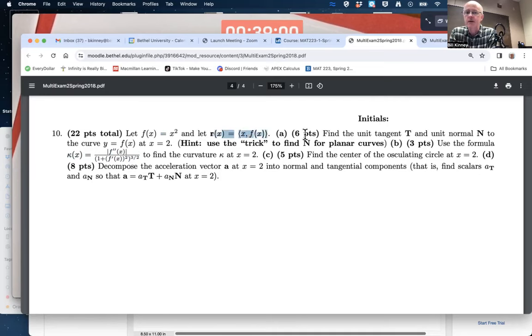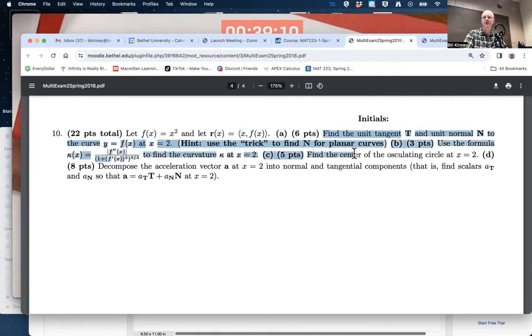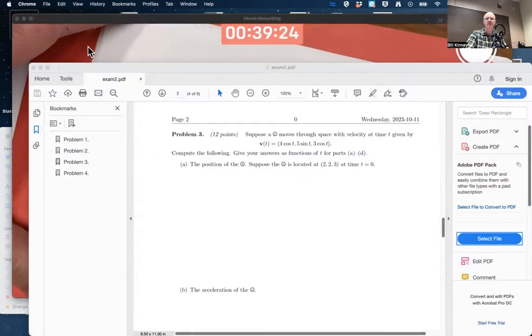X is the parameter. Let's just quickly review, without doing the details, how to find things like the unit tangent vector, unit normal vector, and the curvature. We didn't really talk about the center of the osculating circle, but we should be able to find the radius of it. And also talk about decomposing the acceleration vector. See if we can do this, the big idea here, quickly.